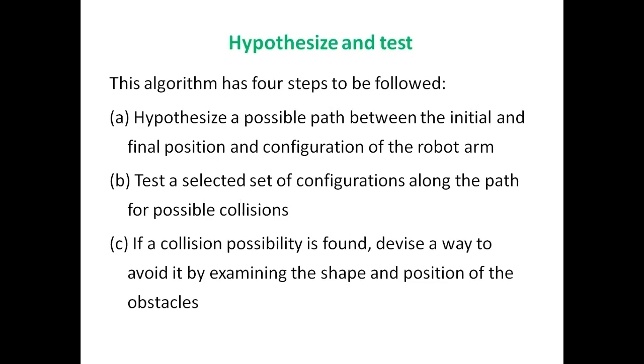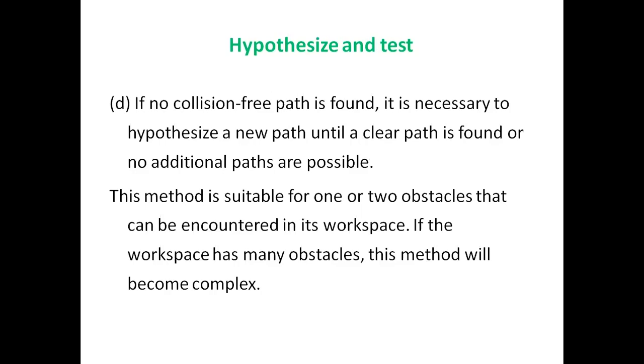Third, if a collision possibility is found, devise a way to avoid it by examining the shape and position of the obstacle. Fourth, if no collision-free path is found, it is necessary to hypothesize a new path until a clear path is found or no additional paths are possible. So this method is suitable for one or two obstacles which can be encountered in this workspace. If the workspace has many obstacles, definitely it will become complex.